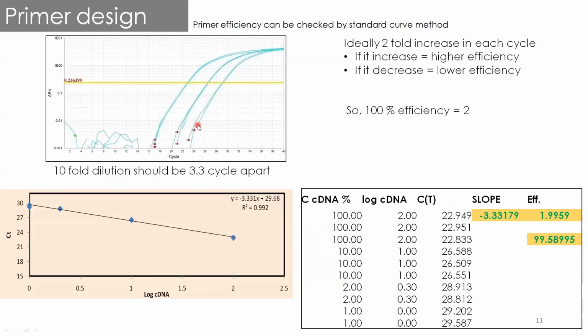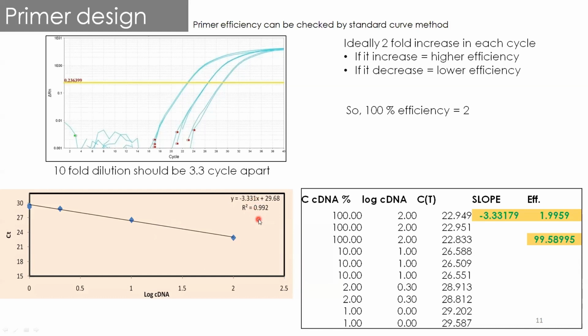Now, how would you understand what the primer efficiency is? As I said, ideally a twofold increase is observed in the PCR, and every tenfold dilution you would observe the curves 3.3 cycles apart, right? So in this particular example, you can see the first, second and third. If it is following 3.3 cycles apart, it means the slope value is close to 3.3, as you can see in this graph. It means that it is close to 100% efficiency.